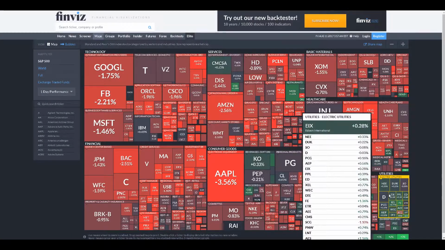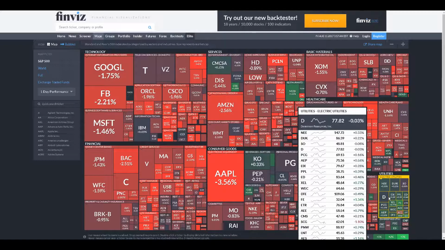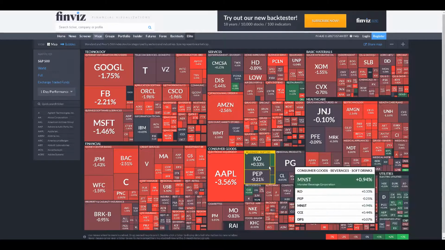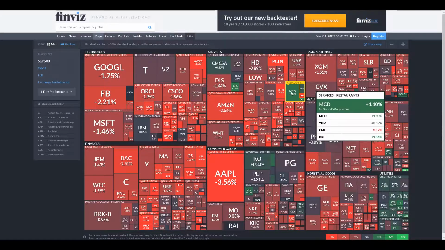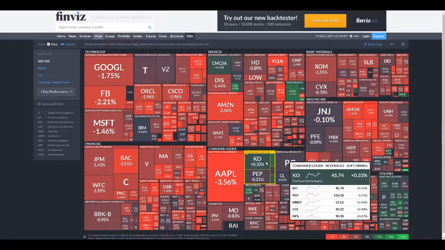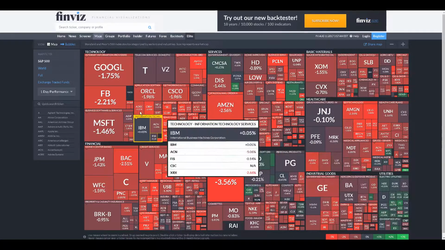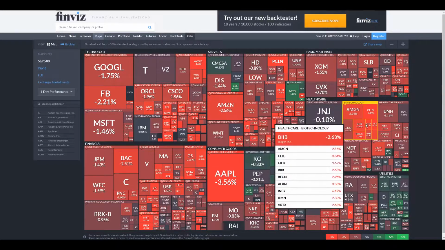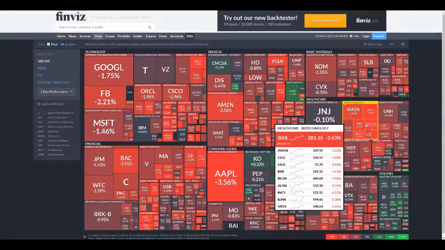I can see that during times of uncertainty and market dips, utilities do really well. If you're diversified and have a few utility stocks, a few consumer goods, and maybe some of these services such as McDonald's, then your portfolio doesn't completely dip in the negative when your technology, financial, and healthcare sectors take a loss for the day.